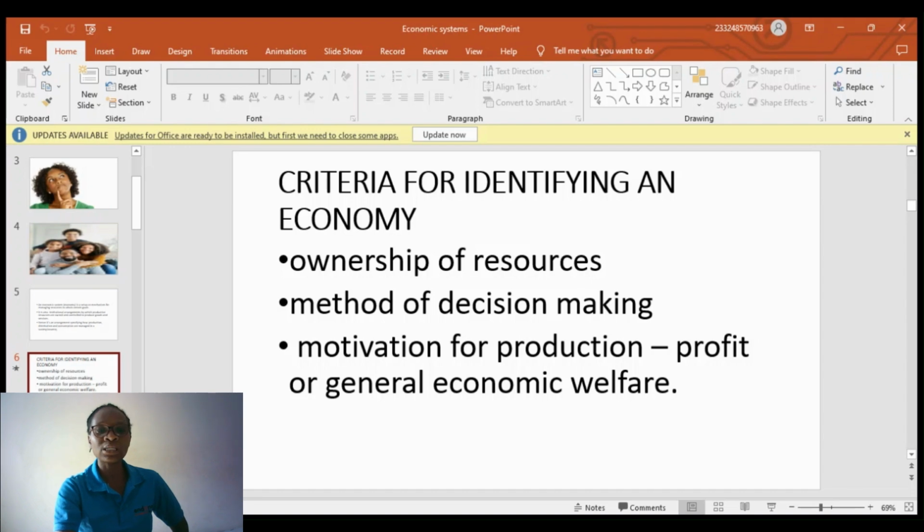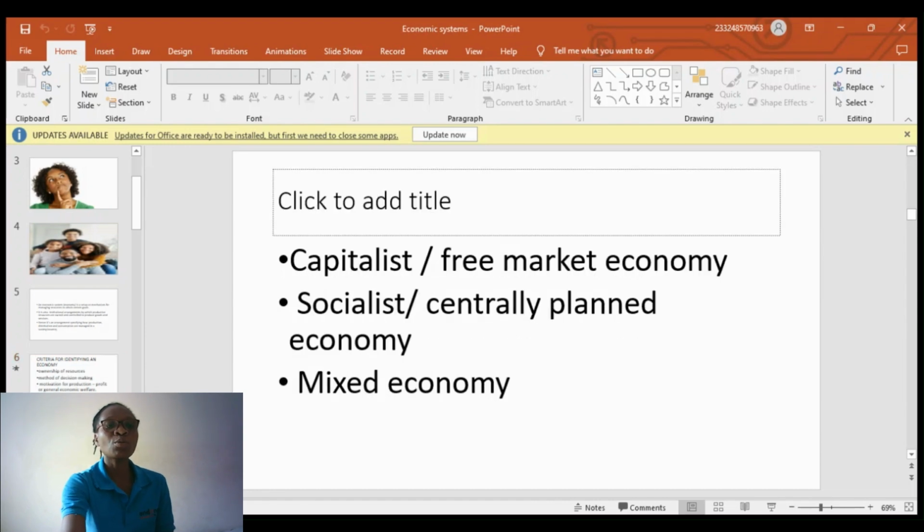And then you want to see the motivation for production. Why are they motivated to produce? Is it for the general welfare of the people, or is it for profit, or is it for both? Once you're able to answer these three criteria, which are ownership of resources, method of decision making, and motivation for production, then you can easily determine what kind of economic system you are dealing with. So you'll be able to know whether you are dealing with a capitalist economic system, socialist economic system, or mixed economic system.